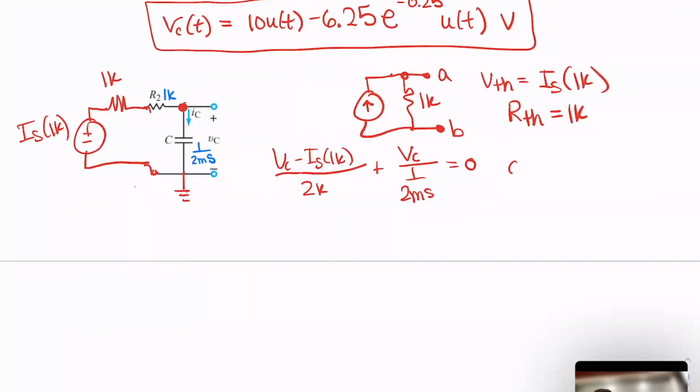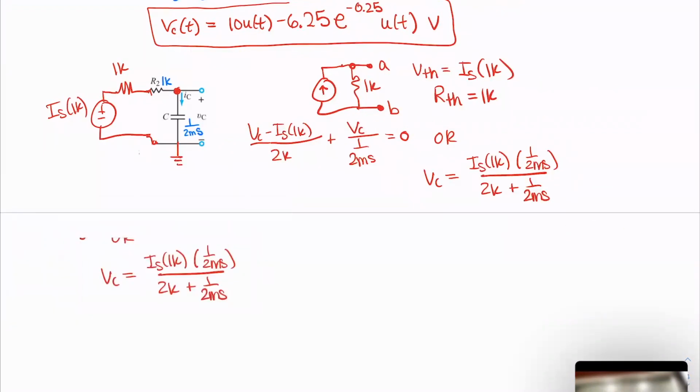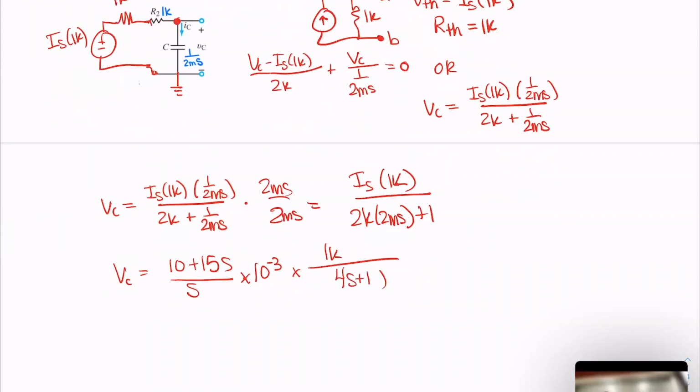Or you can just say VC here is going to be IS times 1K times 1 over 2 milli-S over 2K plus... This might be easier algebra, so let me just keep going since I'm here. So that yields the same equation. That one is much easier.